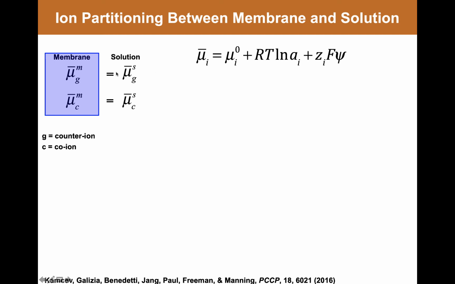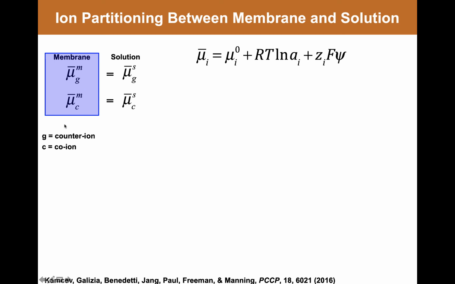Now, when a membrane is equilibrated with ions in solution, at thermodynamic equilibrium, the electrochemical potential of all of the counterions in the membrane is equal to the electrochemical potential of all the counterions in solution. And at the same time, the electrochemical potential of the coions in the membrane comes to be equal to the electrochemical potential of coions in solution. So these are just, I think, intuitive representations of thermodynamic equilibrium. Each different ionic species is equilibrated across the membrane.